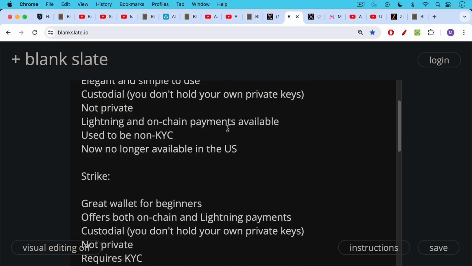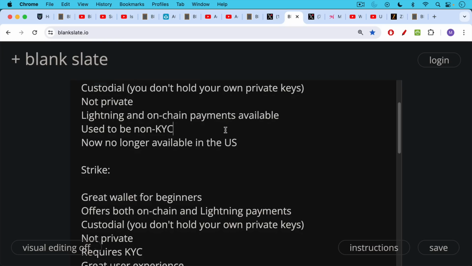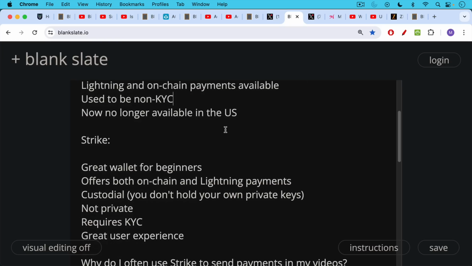There's the Strike Wallet, another mobile wallet. Great wallet for beginners, also offers both on-chain and Lightning payments. It's also custodial, just like Wallet of Satoshi. You don't get to hold your own private keys, but you need to trust the parent company. It's not private. They see everything that you do, and it does require KYC, as far as I can tell. You need to associate your personal information with it.